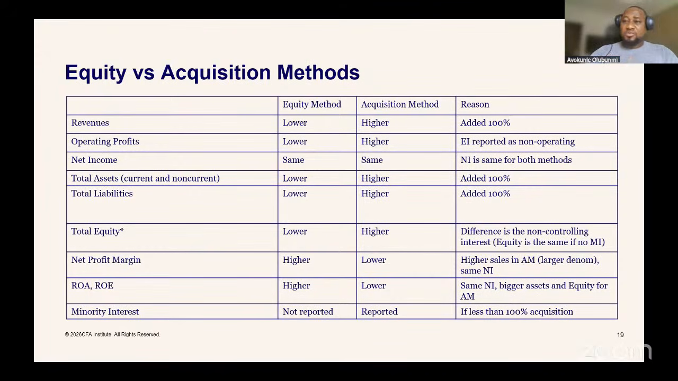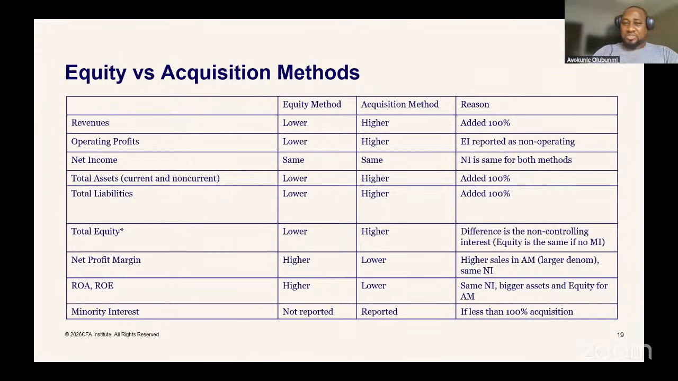For revenue, the acquisition method is going to be higher because you're adding the revenue 100%. For operating profit, it will also be higher under the acquisition method because of what? Your equity income, which is your income from associates, and all those adjustments, is a non-operating income item. So it's not part of your operating income. However, note that your net income will be the same. Because remember, under the acquisition method you are deducting the share of non-controlling interest, so it gives you the same amount in net income.